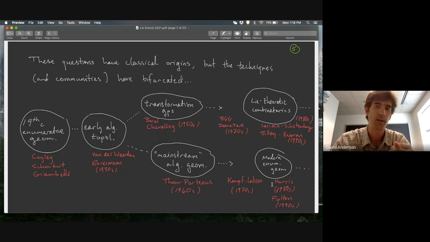Can you tell if they exist? Well, you can plug in the desired invariants to one of these formulas, the Kempf-Laksov or Thom-Porteous-Giambelli formula, and out will pop an answer. And so Harris and Eisenbud and various others used that to great effect in the 80s. And Fulton in the 90s developed this further to answer more refined versions of these degree questions.